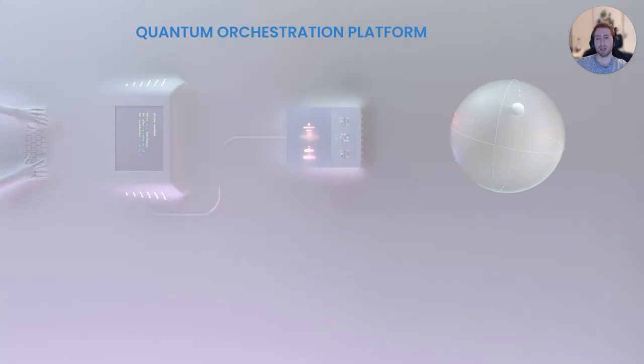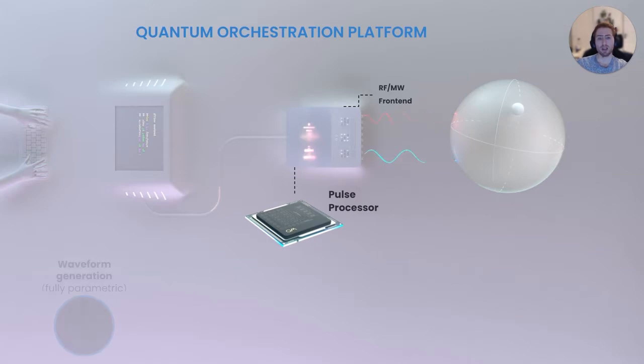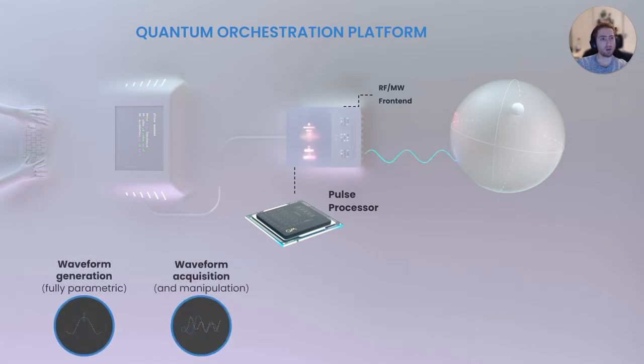So let's get started. In Quantum Machines, we developed the Quantum Orchestration Platform, or the QOP as we call it internally. The QOP on the one end lets you control the qubits or physical system using RF or microwave pulses. This is done through our pulse processor, a dedicated chip that controls the qubits and allows you to generate waveforms in real time, to measure the qubits by acquiring those waveforms.